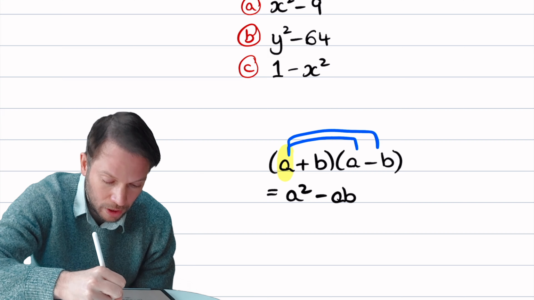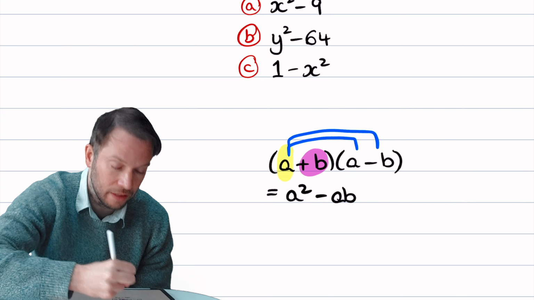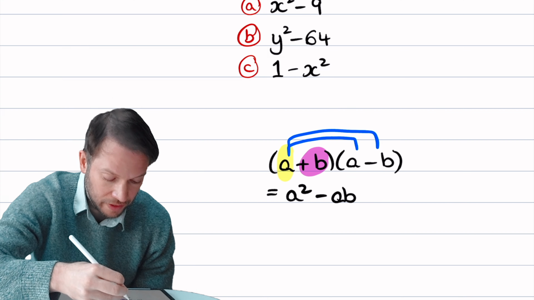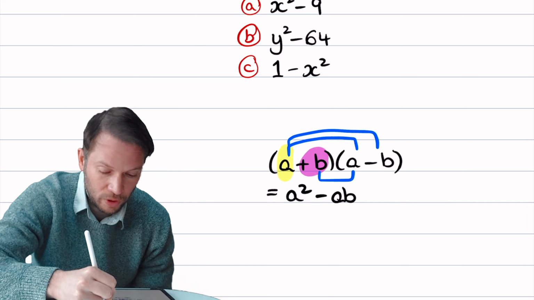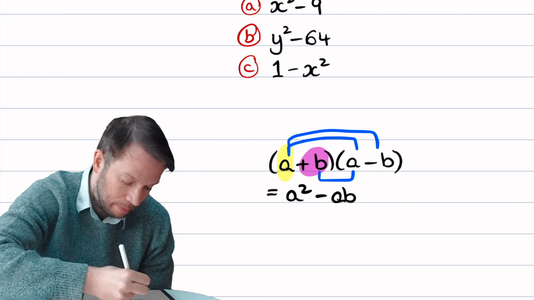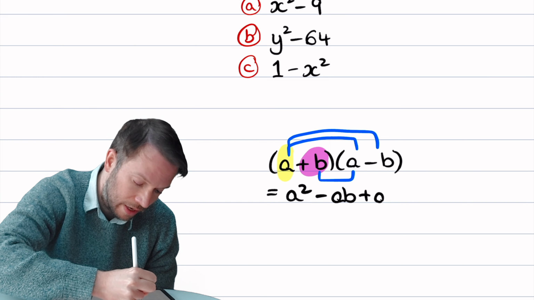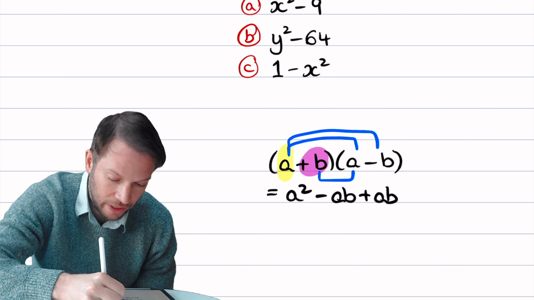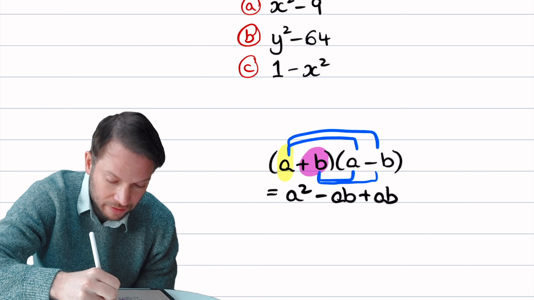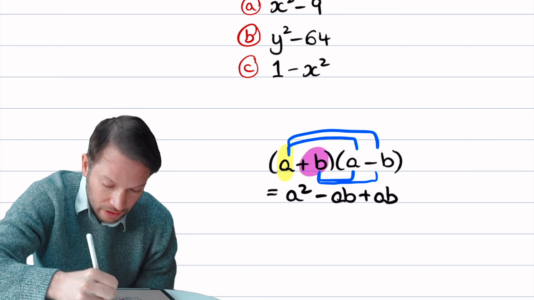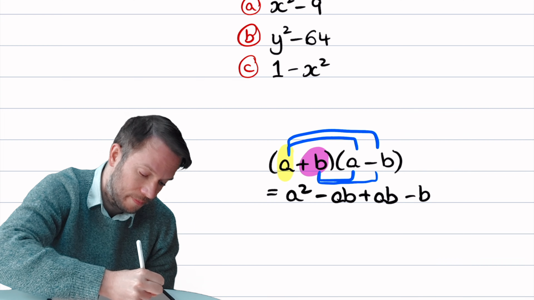What else do we have? Well, we do the second thing in the first bracket multiplied by each thing in the second bracket. So we've got the b times the a, which is just going to be plus ab. Remember, we put the variables in alphabetical order. And finally, we've got the b times minus b. Positive times negative is negative. B times b is b squared. So we have minus b squared.